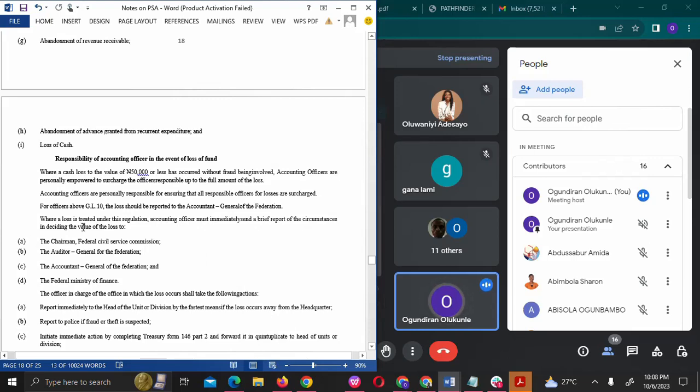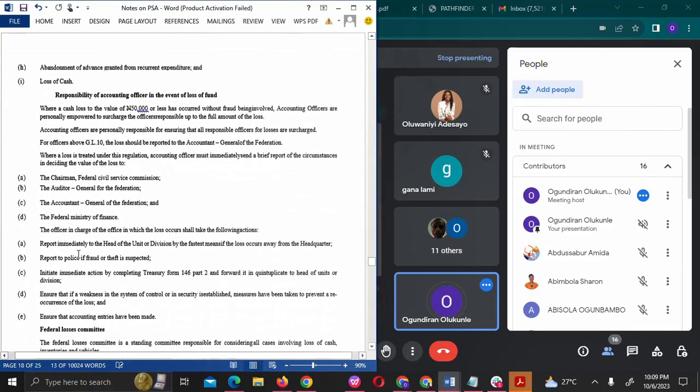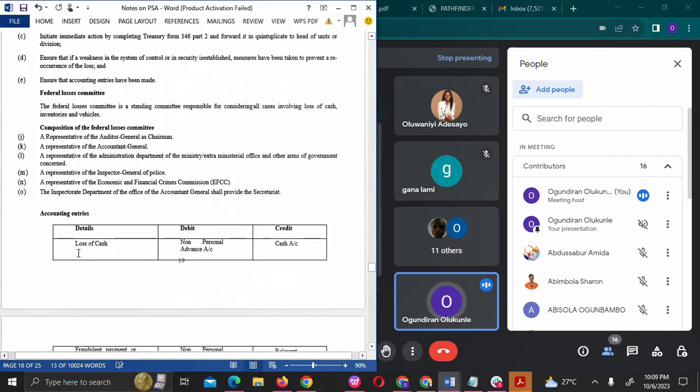He is expected to report, right? And then where it is below 50,000 naira, an accounting officer can raise a surcharge. And by raising a surcharge, we mean he can actually place a deduction on the officer in charge's account. But having said that, what are the accounting entries?